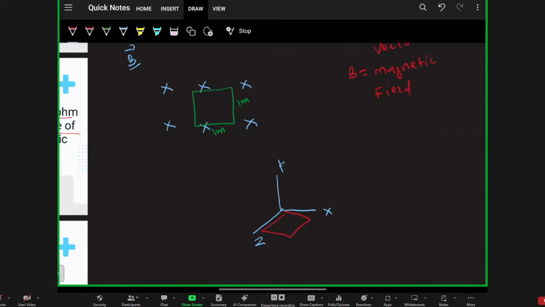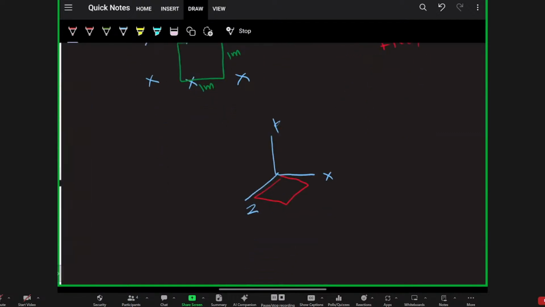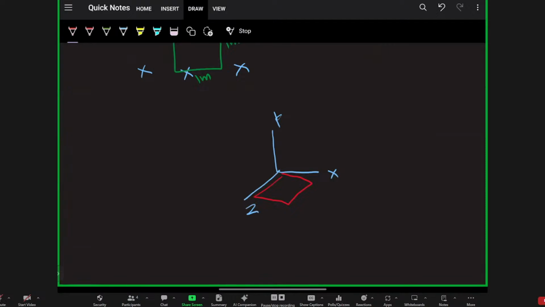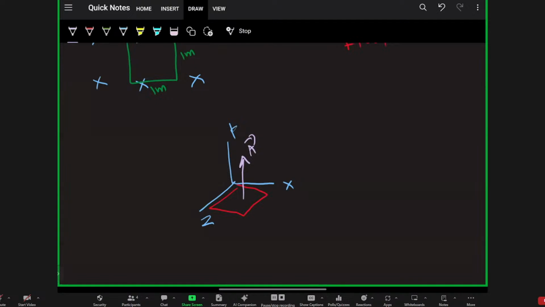See, I have a plane here, the plane lying in the XZ plane. So the area vector will be along the y direction. So the area vector I can take as A into j cap.